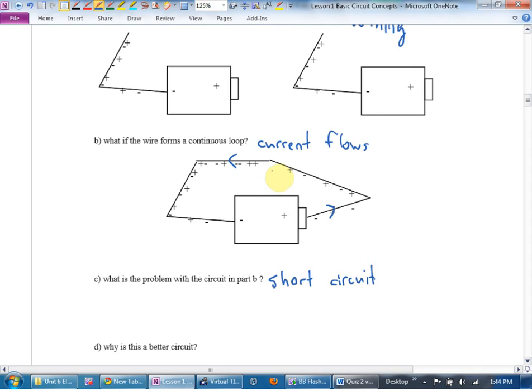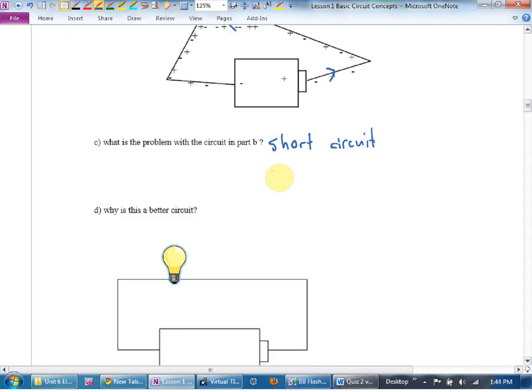Why is D a short circuit? Energy goes into heating the wires.